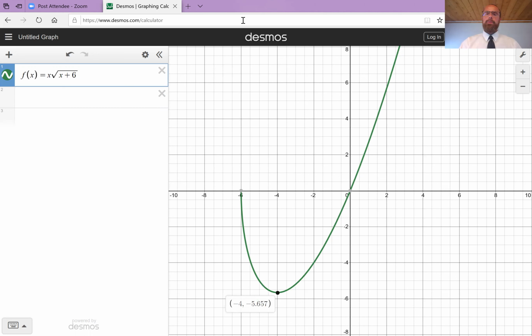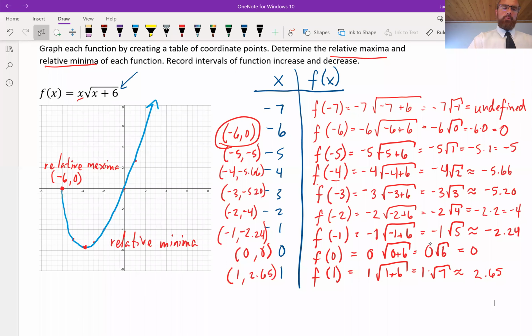That confirms the hypothesis. So let's go back to our note screen, and we'll pen in that point. So the relative minimum is at negative 4, and it has the value of negative 5.66 about. So that completes the second task. We found the relative maxima and the relative minima. And our last task is to record the intervals of function increase and decrease. So let's outline the increase in green.